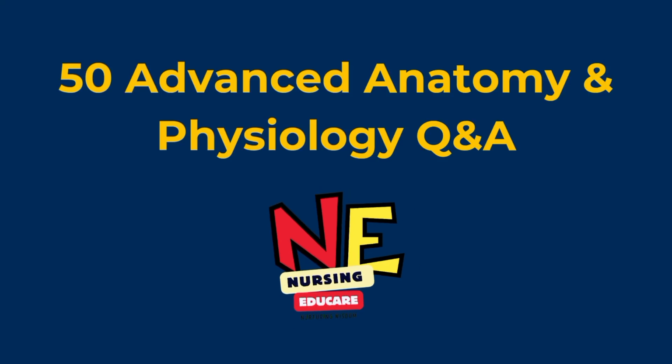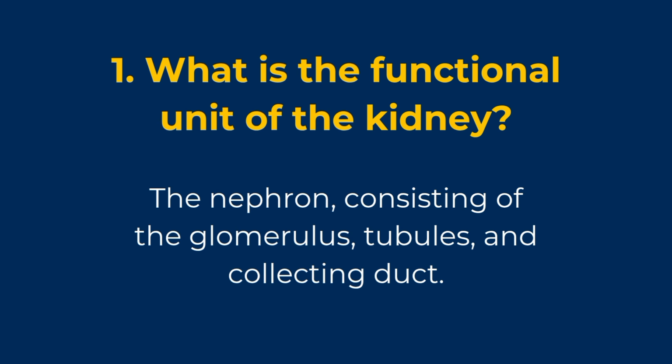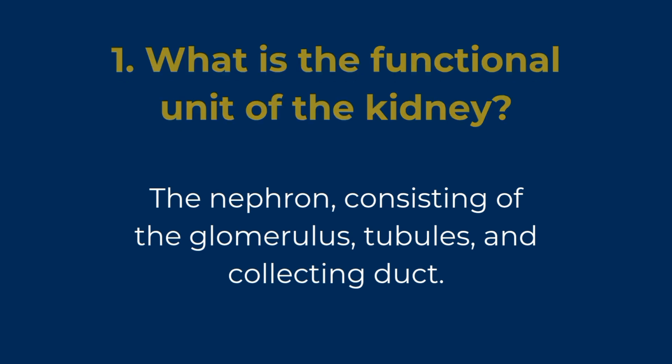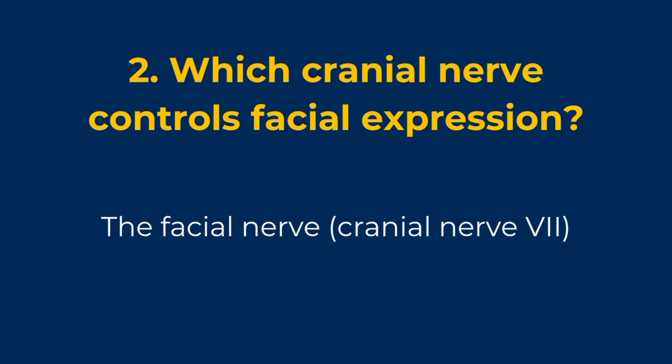50 Advanced Anatomy and Physiology Q&A. 1. What is the functional unit of the kidney? The nephron, consisting of the glomerulus, tubules, and collecting duct. 2. Which cranial nerve controls facial expression? The facial nerve, cranial nerve 7.